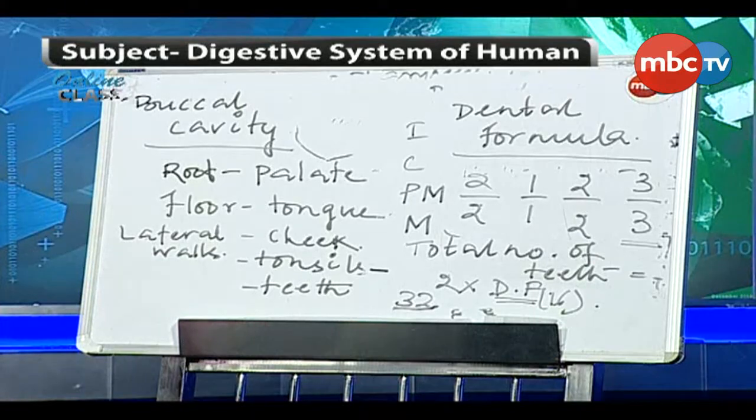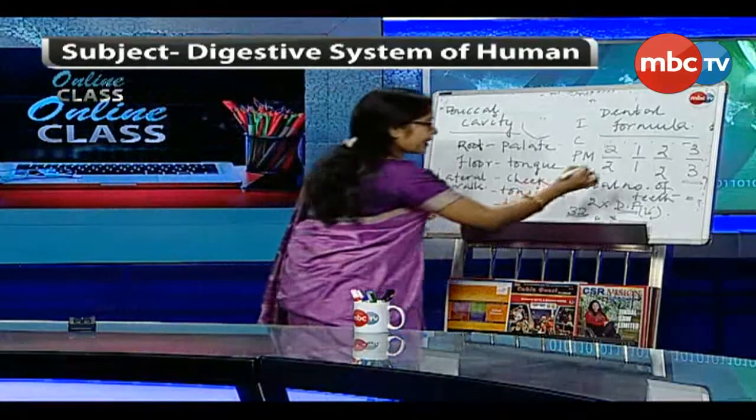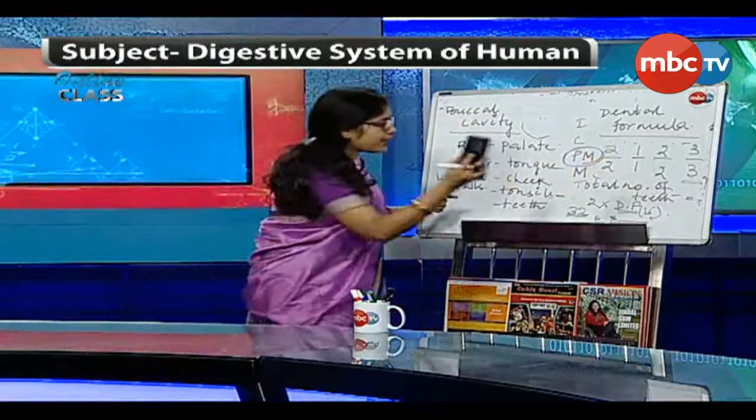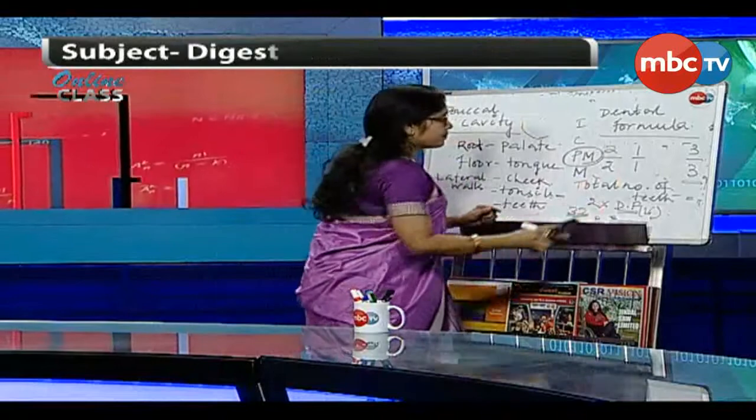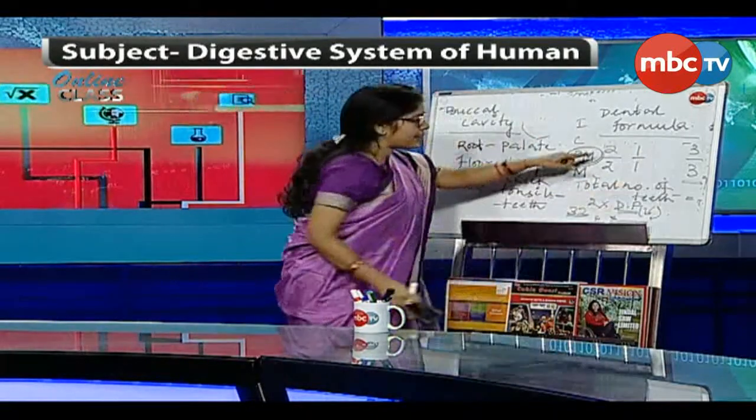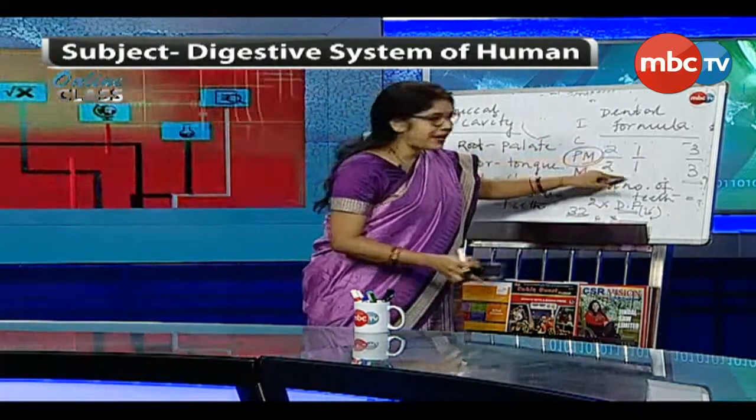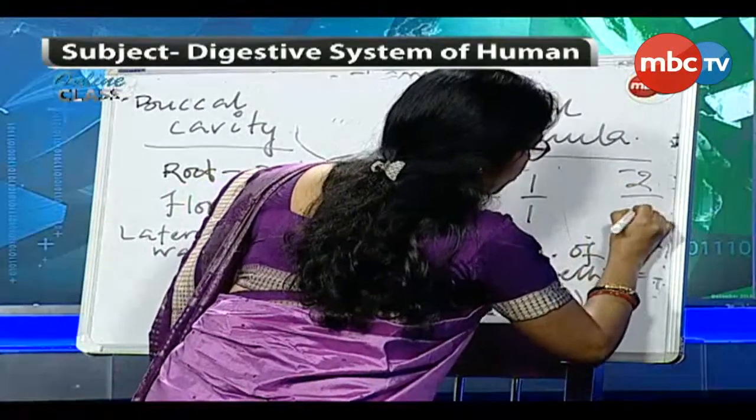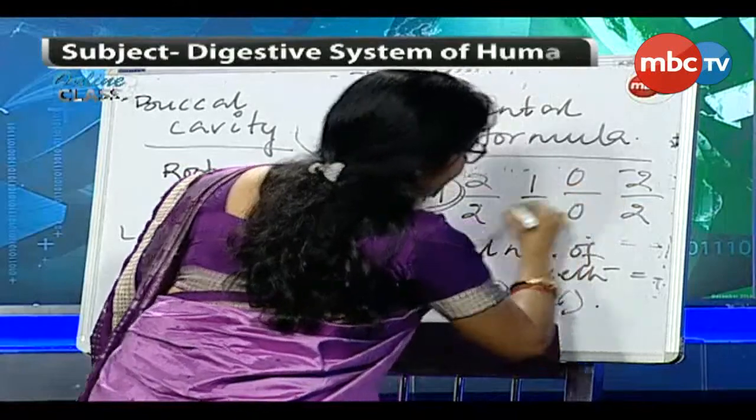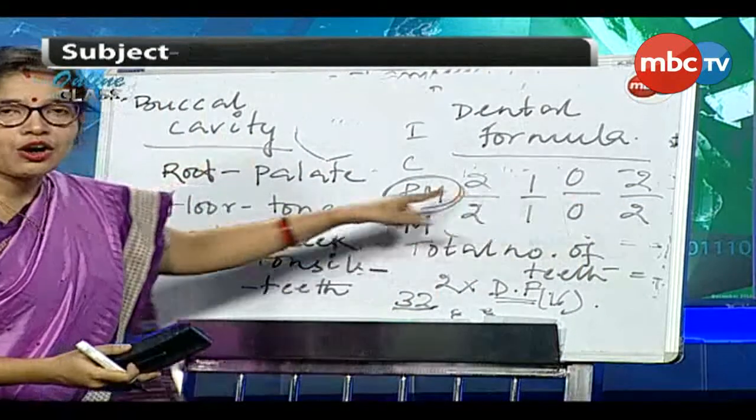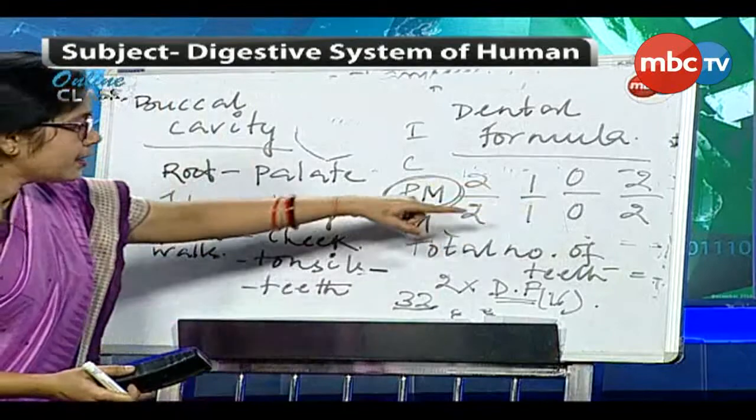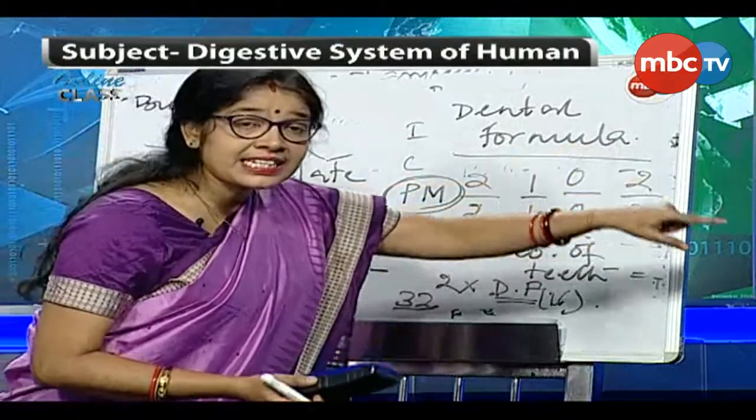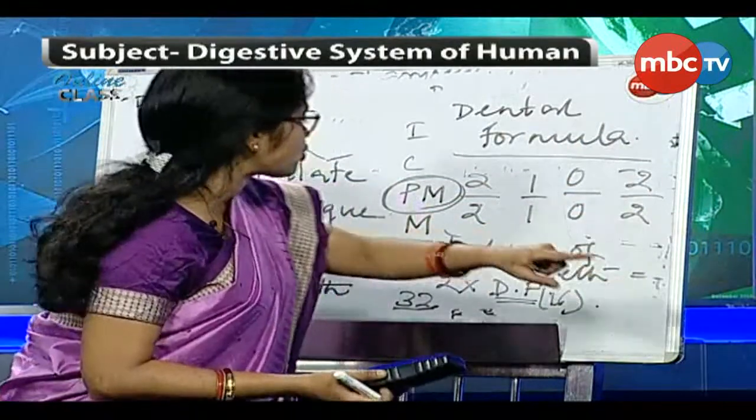But if we consider children, the premolar is absent. If the premolar is absent, what will be the dental formula of the children? The dental formula of the children will be 2 by 2, 1 by 1, and instead of 3 by 3 it will be 2 by 2, 2 by 2, 0 by 0. So, this is the dental formula of children in humans, because in children the premolar is absent and the last teeth, that is the wisdom teeth, are also absent.